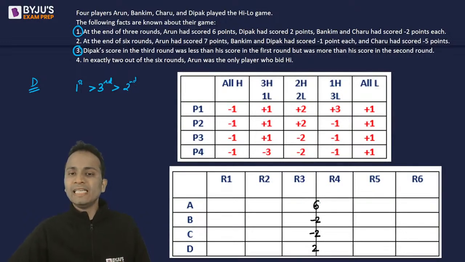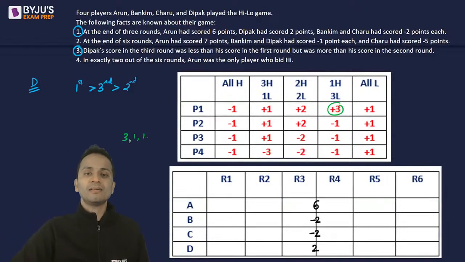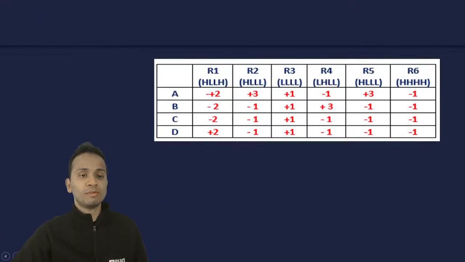Now for Arun, I need a total of 6 points in 3 rounds. अब +6 चाहिए मुझे, तो +6 कैसे बन सकता है? It can be +3. +3 तो यूज करना पड़ेगा. +3 +1 +1 +1. This is one possibility. No, +3 and +2 and +1. Yes, this is one possibility.